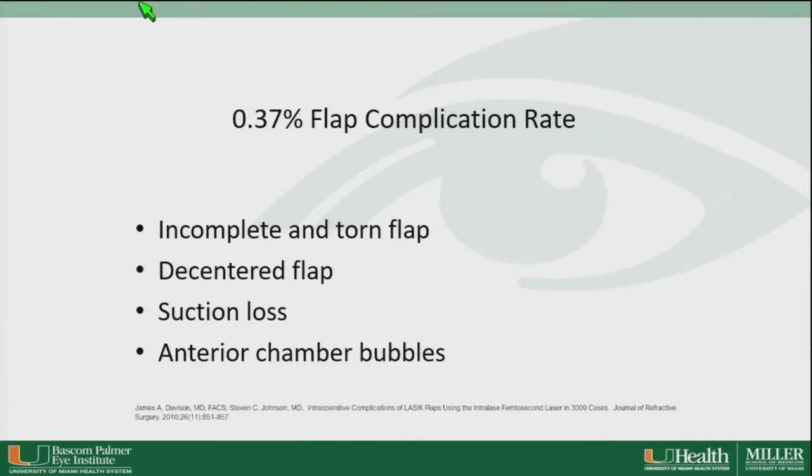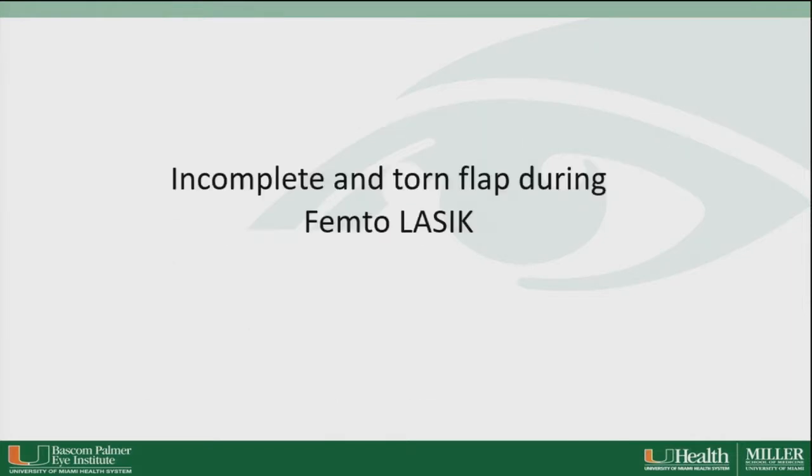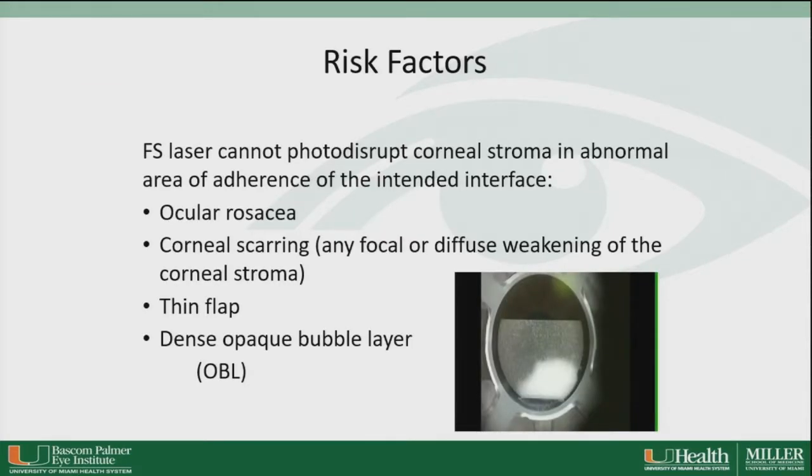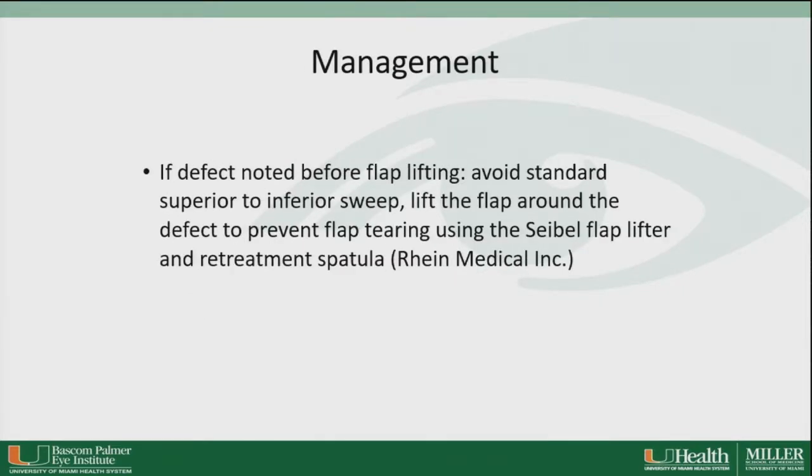These complications include incomplete and torn flaps, decentered flaps, suction loss, and anterior chamber bubbles. So let's start with the incomplete or torn flap. Risk factors for this are when the femtosecond laser cannot photodisrupt the corneal stroma in an abnormal area of adherence of the intended interface. Risk factors include ocular rosacea, corneal scarring, thin flaps, and dense opaque bubble layers.